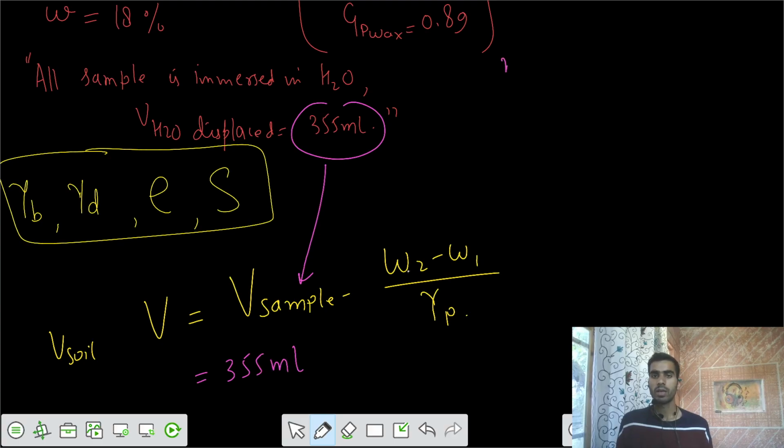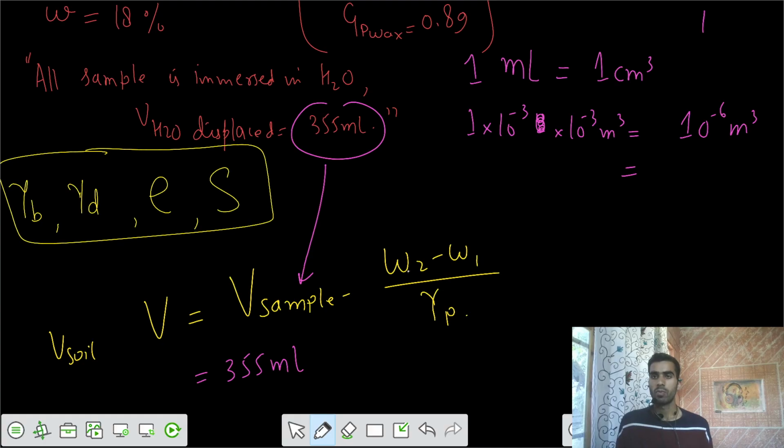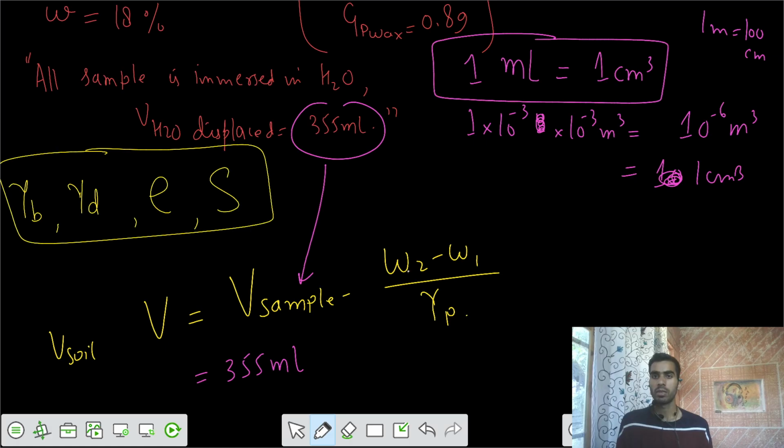One thing you can write is that 1 milliliter is 1 centimeter cube. 1 milliliter is 10 to the power minus 3 liters, and your liter is 10 to the power minus 3 meter cube. So finally, it is 10 to the power minus 6 meter cube. Your 1 meter is 100 centimeters, so this is also equal to 1 centimeter cube. So 1 milliliter equals 1 centimeter cube, 1 cc.